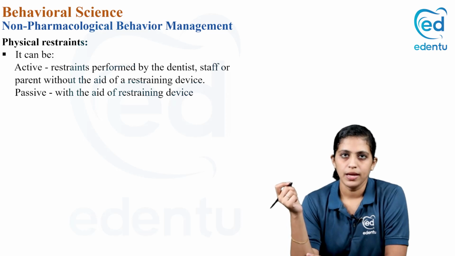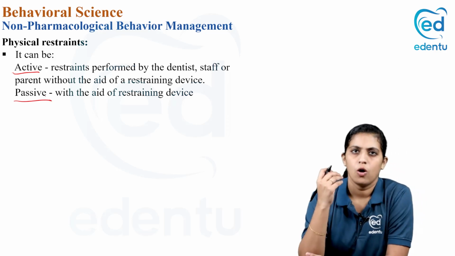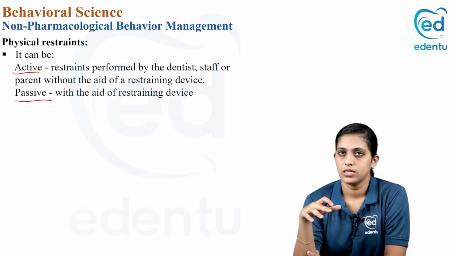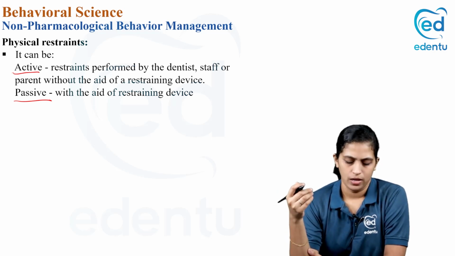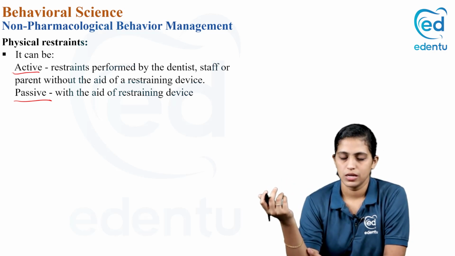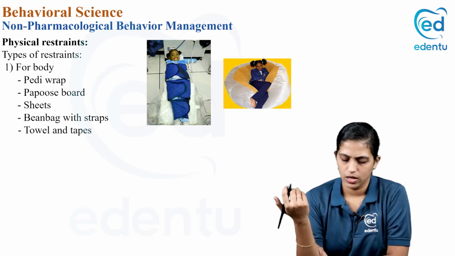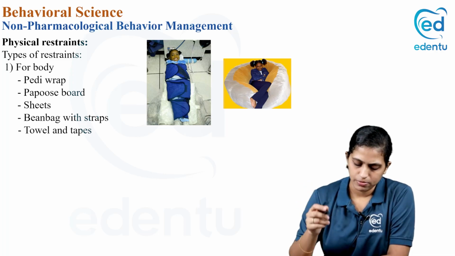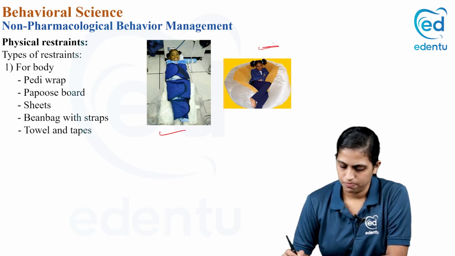Physical restraints can be active or passive. Active is when the parent or auxiliary staff and the dentist themselves help to restrain the child, and a restraining aid is not used. It is called passive when we use a restraining device. Now the different types of restraining devices. For the body we use the pedi wrap, papoose board, sheets, bean bag with straps, towels and tapes. Here we can see a pedi wrap, and this is the bean bag with straps.